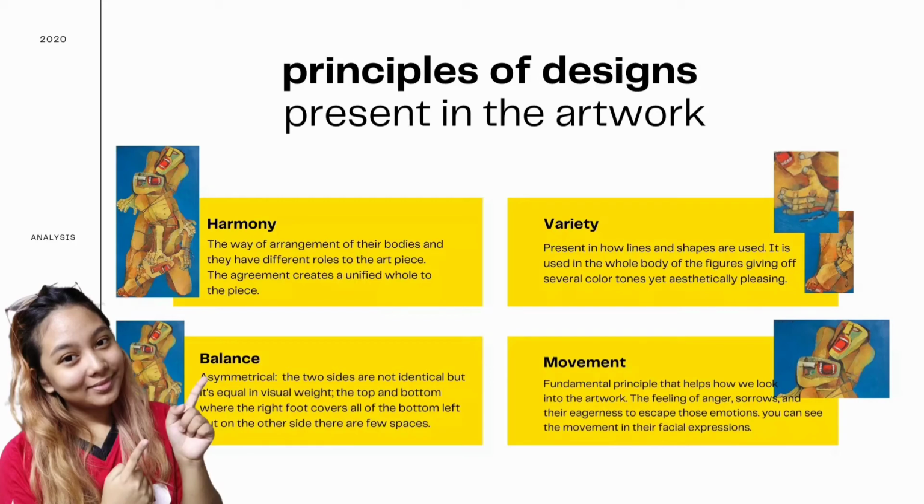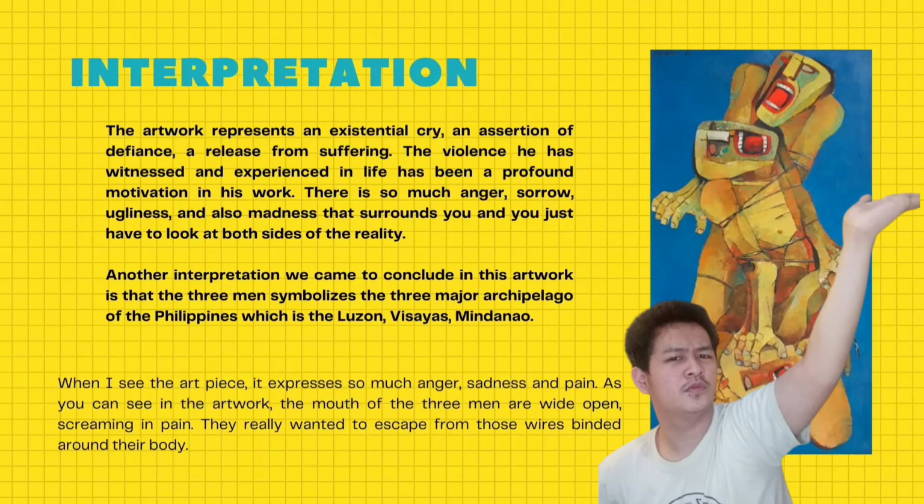It is a fundamental principle that helps how we look into the artwork. The feeling of anger, sorrow, and eagerness to escape can be seen in the movement in the facial expressions in the artwork. The artwork represents an existential cry, an assertion of defiance, a release from suffering. The violence he has witnessed and experienced in life has been a profound motivation in his work. There's so much anger, sorrow, ugliness, and also madness that surrounds you, and you just have to look at both sides of reality.